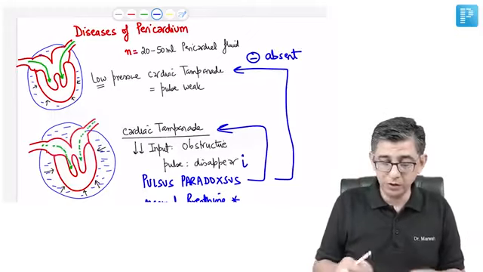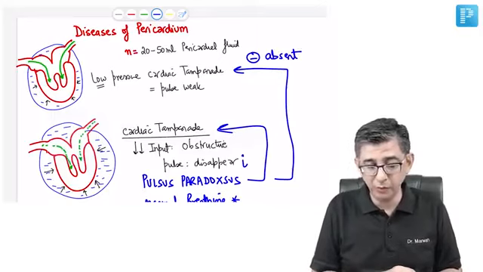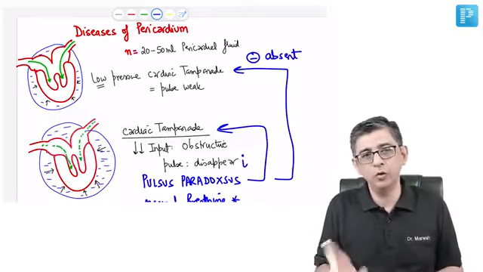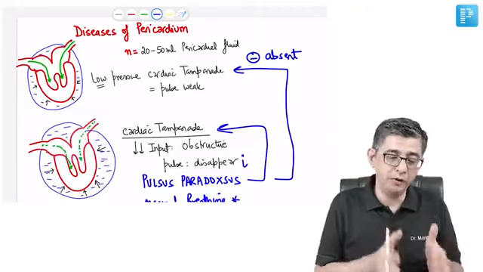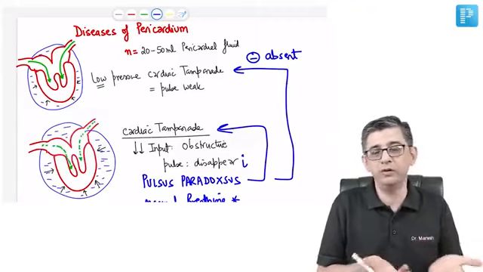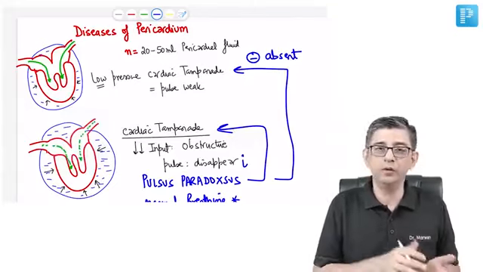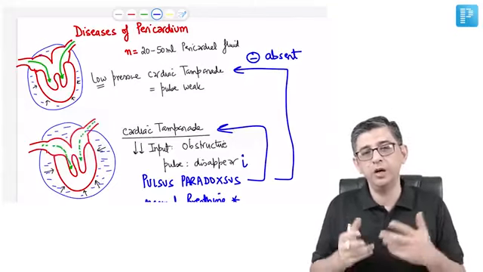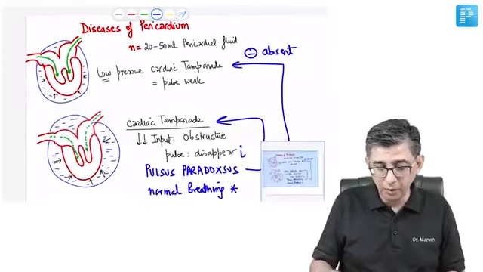So pulsus paradoxus is specifically a finding that is seen with patients of cardiac tamponade, though it can be seen even in pregnancy. No big deal about it. From pregnancy, the gravid uterus is pressing on the IVC, so the venous return to the heart is less. If input is less, output would be less. But especially for cardiac tamponade, because there are multiple questions, you should be clear about it.